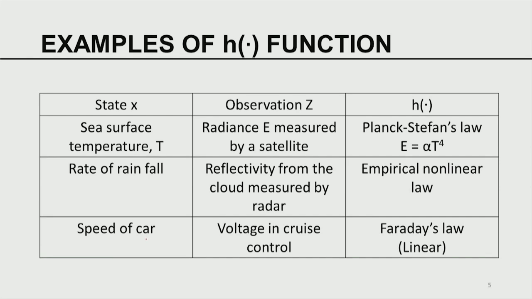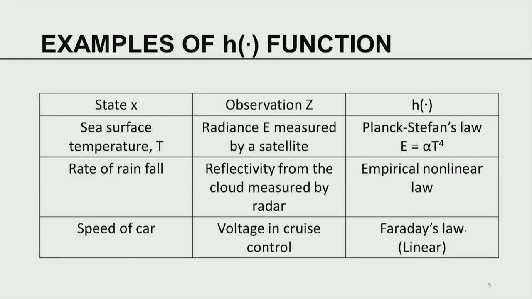Another example could be, in the design of cruise control of cars, I would like to be able to measure the speed of the car. The speed of the car is essentially measured in terms of the voltage generated. They put a voltmeter on a shaft that rotates. So the voltage generated is proportional to the speed. The relation between voltage generated and the speed of the car is given by Faraday's law.